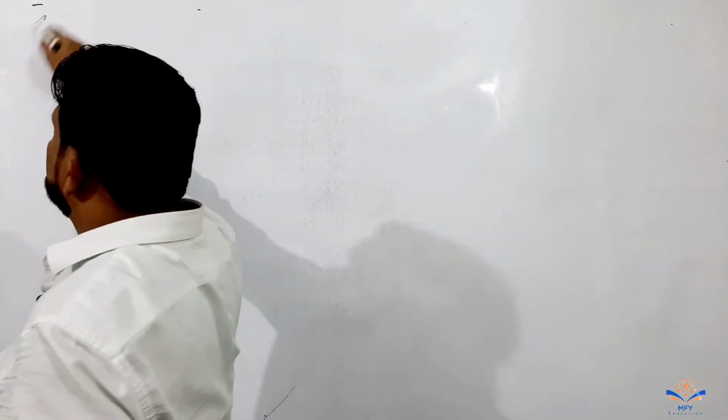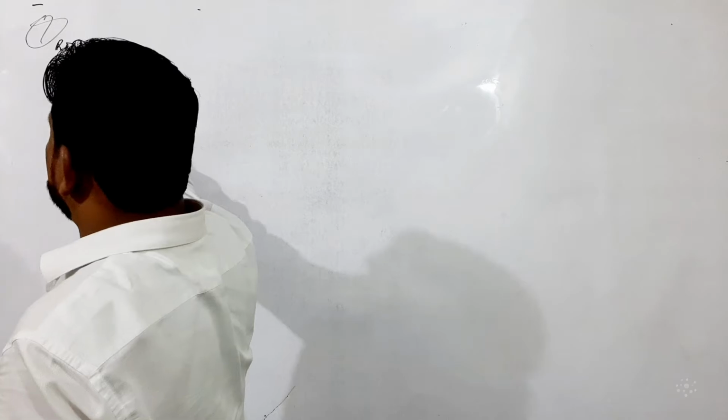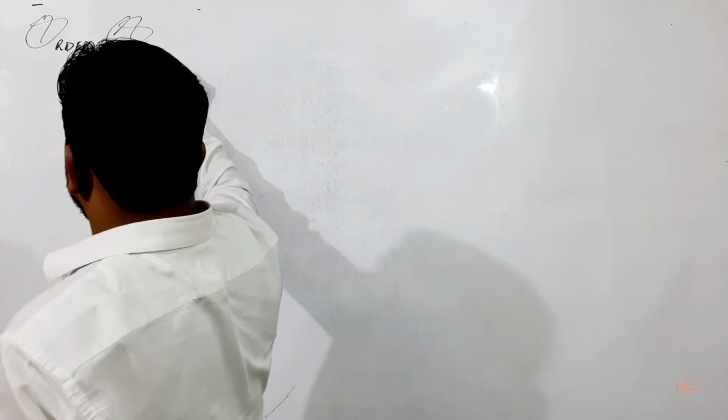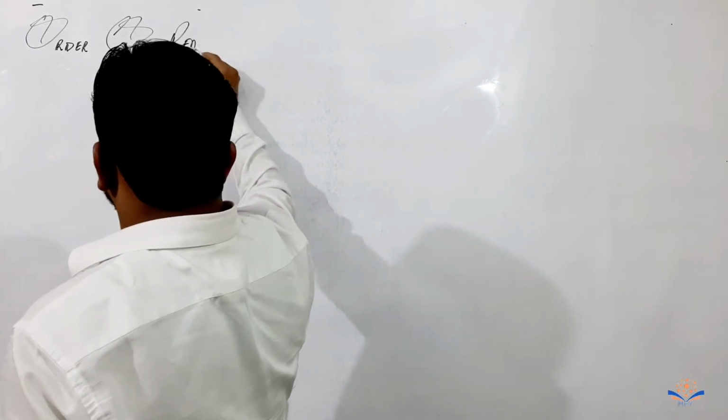Bismillahirrahmanirrahim. Assalamu alaikum. Today we are going to start an important topic related to chemical kinetics, and the topic is order of reaction, units of rate of reaction, and units of K with respect to order of reaction. Now, first of all, we are going to define what is order of reaction.